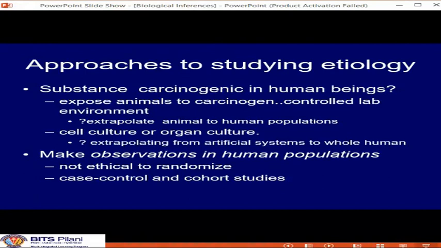Is it ethical to take human beings and randomize them, some to smoke, and some not to smoke? No, it is not. So it's often difficult to find out causation, especially of harmful substances, by human experimentation. That is where we go back to the observational studies I mentioned in the introduction, case control studies and cohort studies.